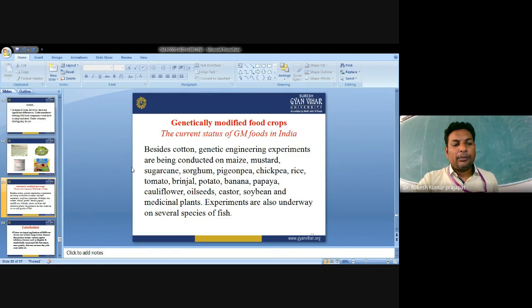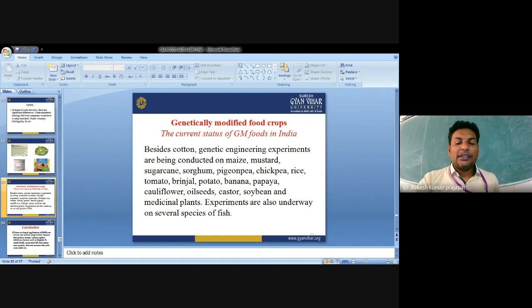Now, genetically modified food crops. Current status of GM food in India: besides cotton, genetic engineering experiments are being conducted on maize, mustard, sugarcane, sorghum, pigeon pea, chickpea, rice, tomato, brinjal, potato, banana, papaya, cauliflower, oilseed, castor, soybean, and medicinal plants. Experiments are underway.